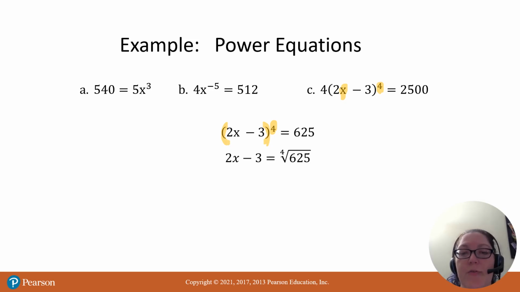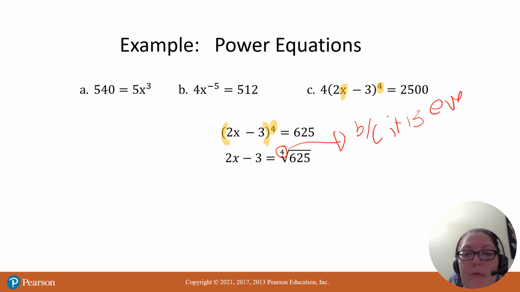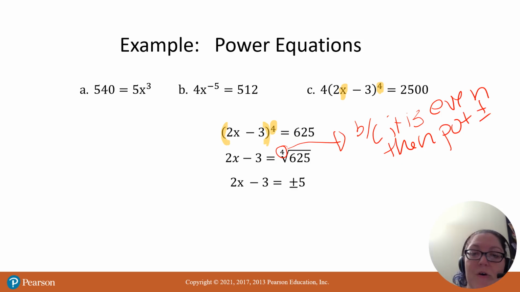Now this one's going to be a fourth root. Okay, now we have a small issue. I'm taking the fourth root, but remind yourself, we talked about this, because this is a fourth root, because it is even, then you are going to put a plus or minus in front of it. It's very important to make sure that you put that plus or minus there. Now, I happen to be able to take the fourth root of 625 very easily to be 5, and so it's plus or minus 5.